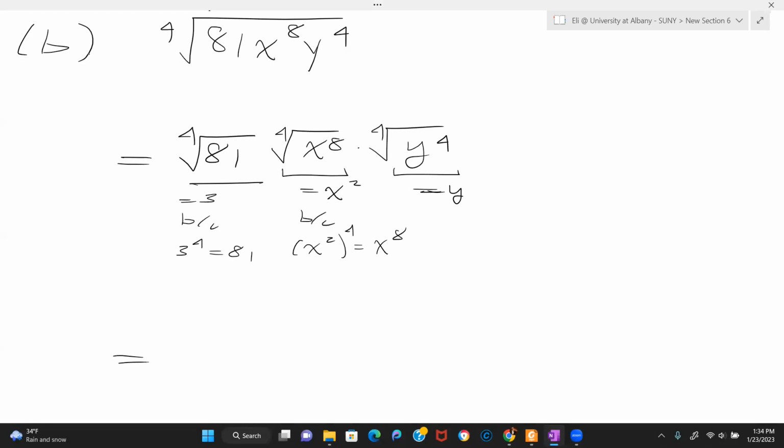So then this simplifies to 3 times x squared times, well, I should be careful now. If you don't know whether y itself is positive or negative, it's actually going to be equal to the absolute value, because the nth root, for when n is an even number, like say 4, cannot be negative, so you have to put the absolute values on there.